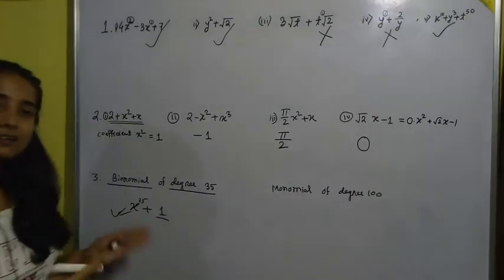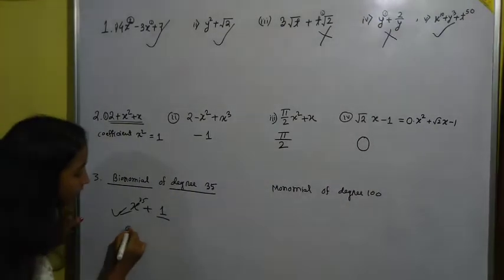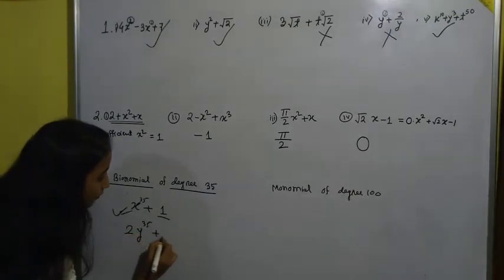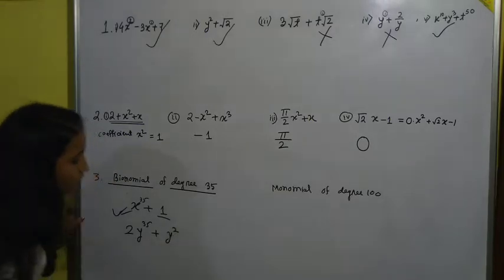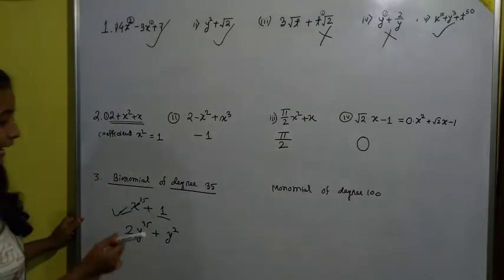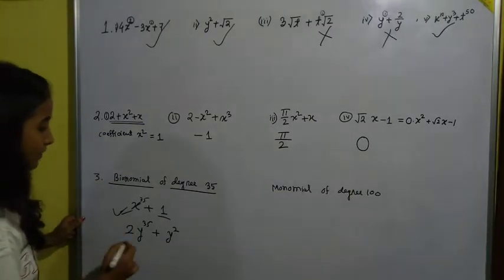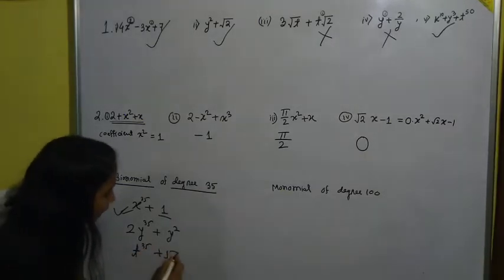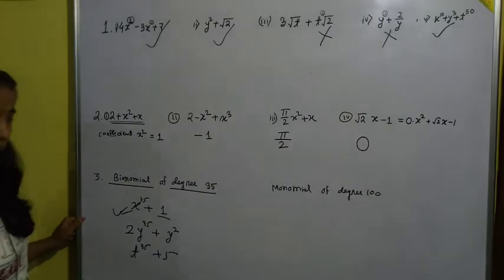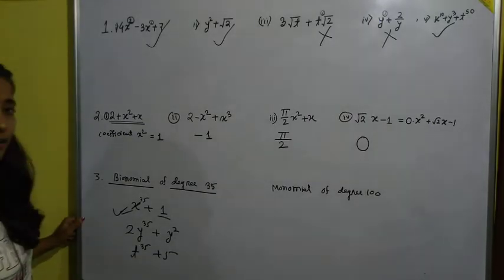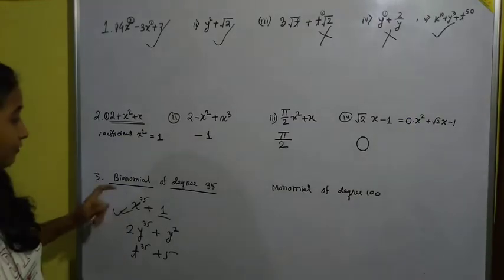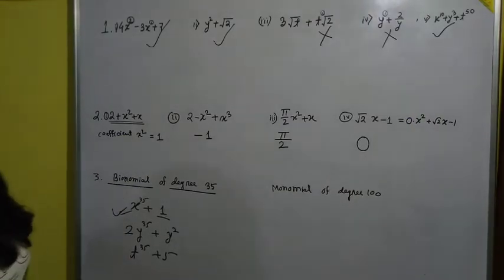You can take another example also. For example, 2 into y whole to the power 35 plus y square. This is also a binomial and the degree is 35. Similarly, t whole to the power 35 plus 5. This is also a binomial and the degree is 35. You can give a lot of examples of these conditions.